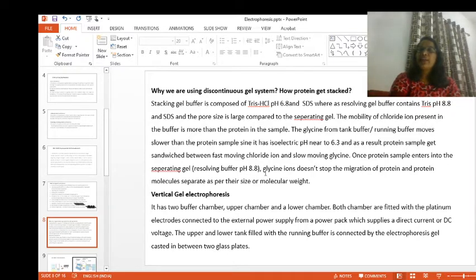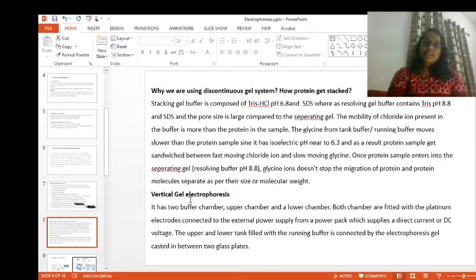Once the protein sample enters the separating gel, the pH changes from 6.8 to 8.8. At 8.8, glycine doesn't remain in its isoelectric form, its state has changed, so glycine attains ionic behavior and starts moving fast. The protein can also move fast along with the glycine and chloride ions. So in that 8.8 range there is no stacking, the separation occurs, and the separation is based only on molecular weight.